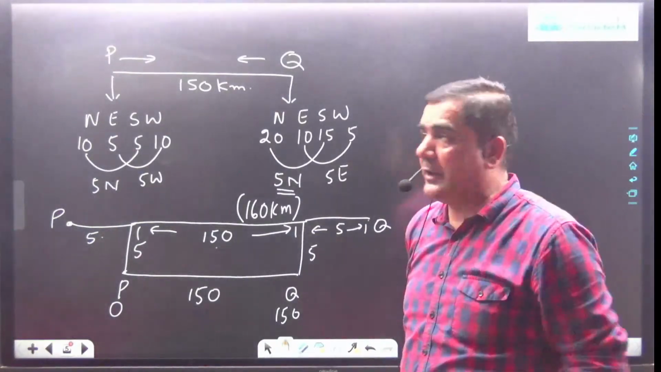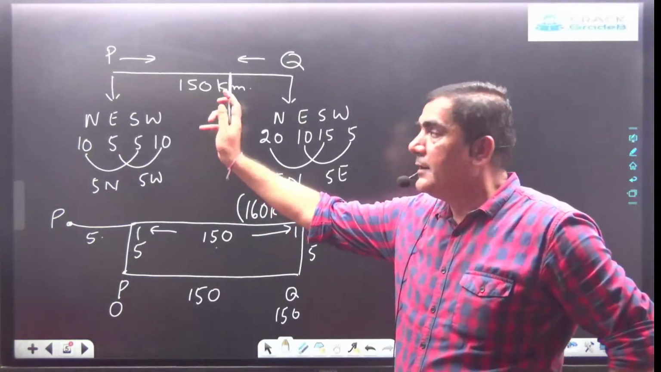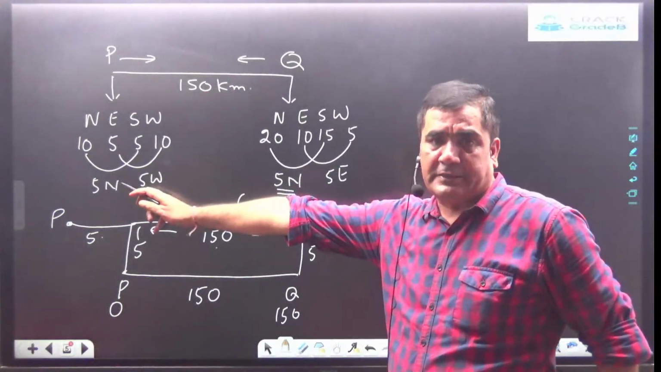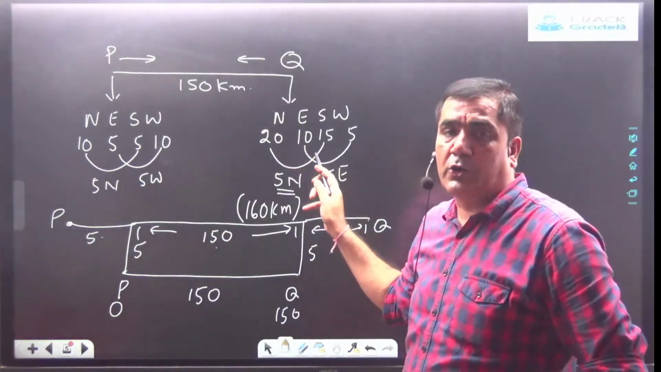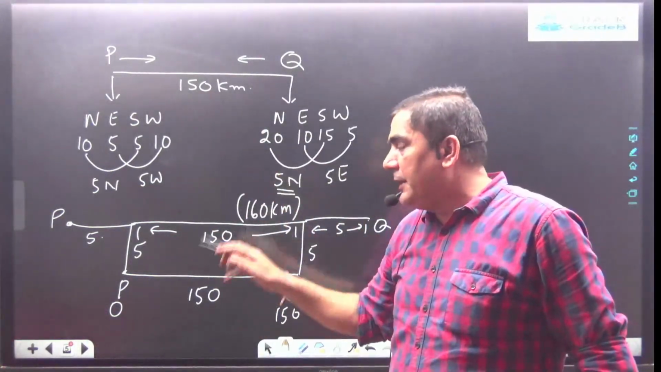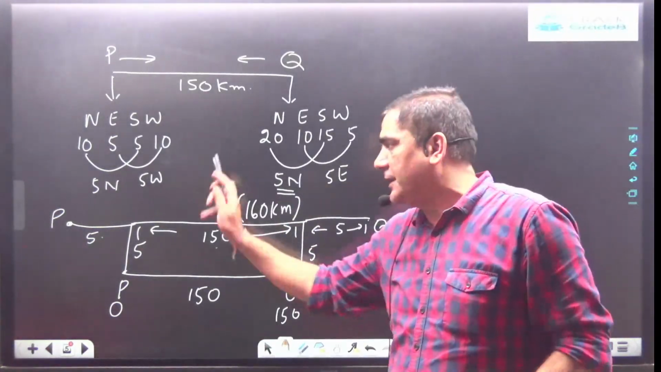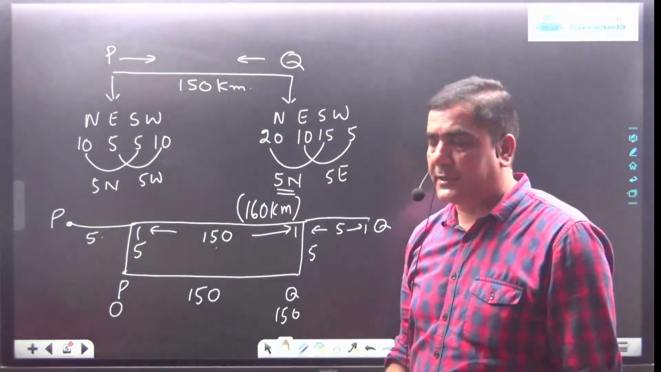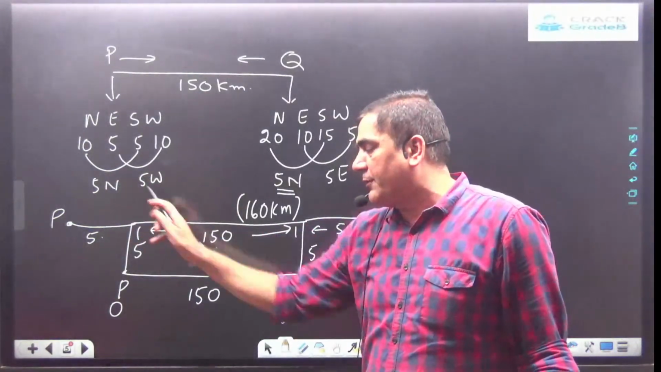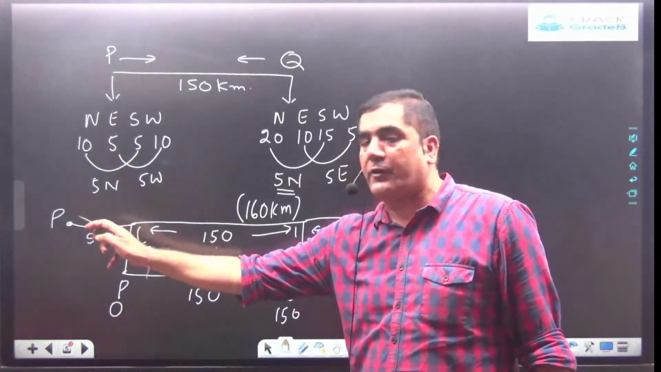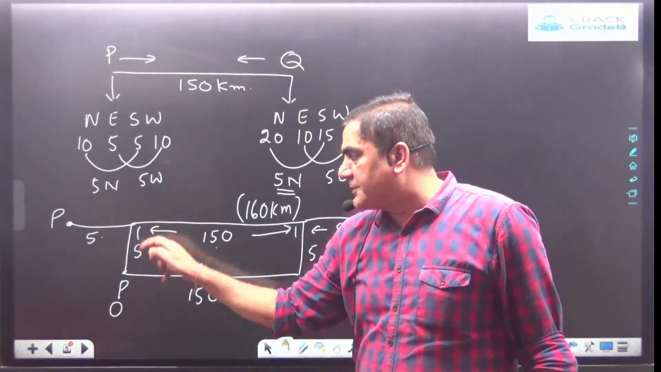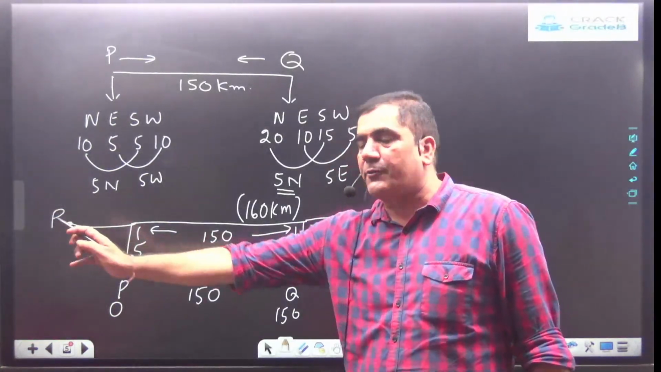Clear? So whenever they will give some distance between them, I will make NESW for P separately and I will make NESW for Q separately. But the only difference is, if they are starting from the same point, we used to cancel it, but here we are not supposed to cancel it. Simply the last number, whatever we have got, we simply have to plot over here. North means up and west means left. So this is the figure for P.